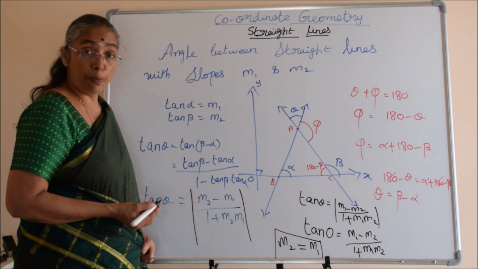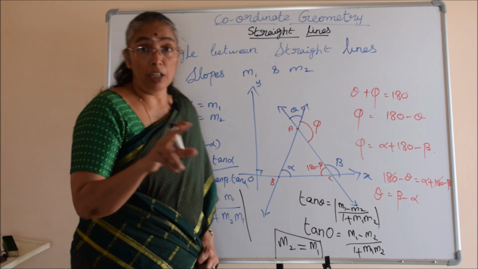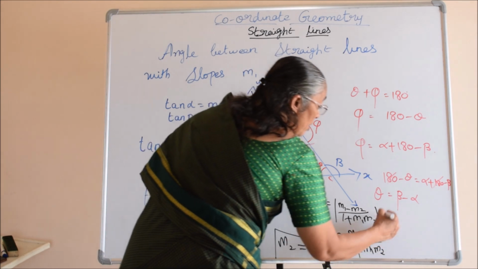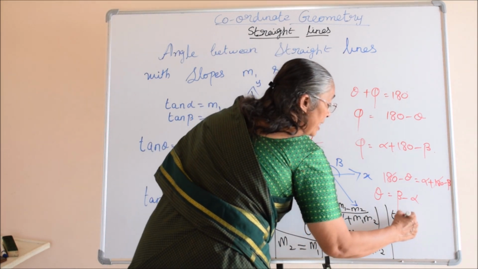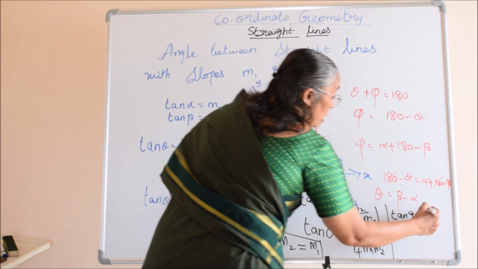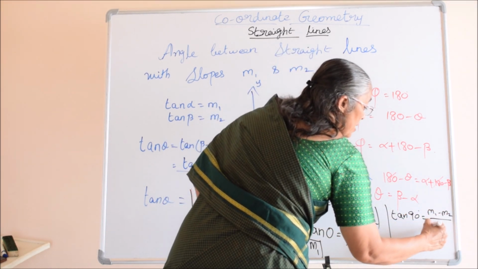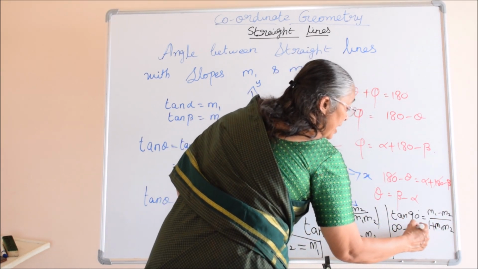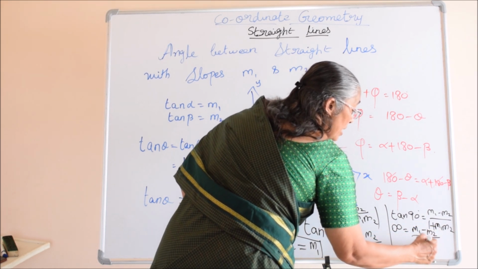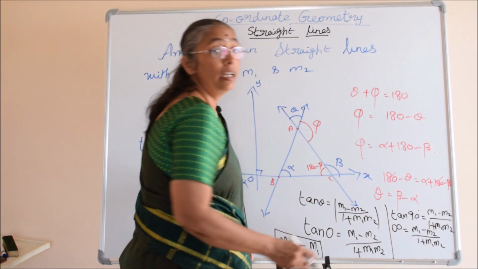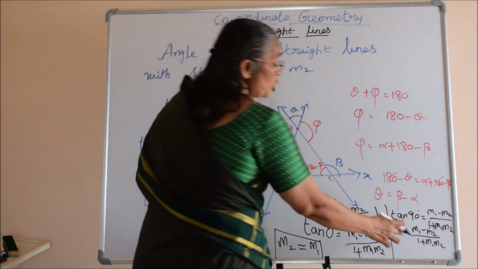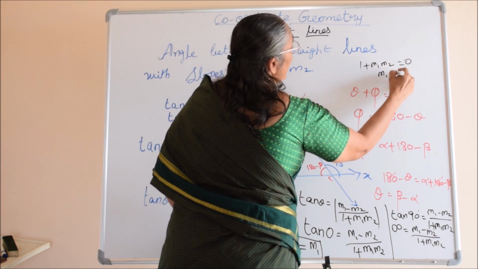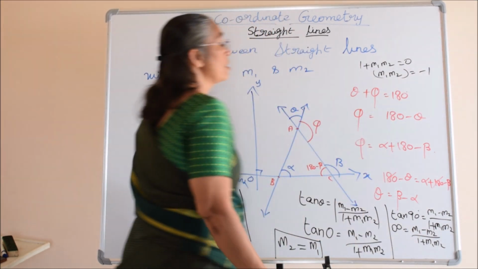Now, the condition for the two lines to be perpendicular, we learned, is that the product of the slopes is equal to minus 1. We will verify that. The angle between them will be 90 degrees, so tan 90 is equal to m1 minus m2 by 1 plus m1 m2. Now tan 90 is infinity. We get infinity when the denominator is 0, which implies 1 plus m1 m2 is equal to 0, or the product of the slopes m1 into m2 is equal to minus 1.